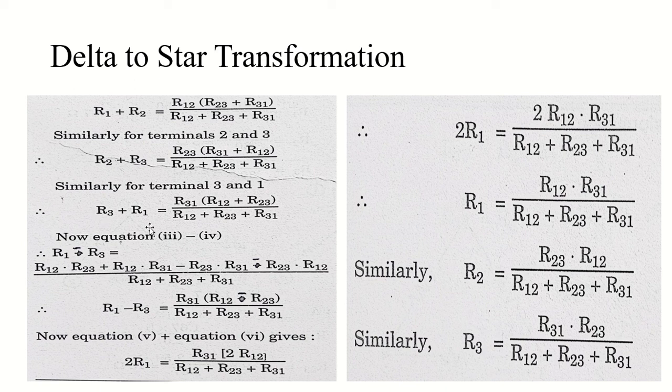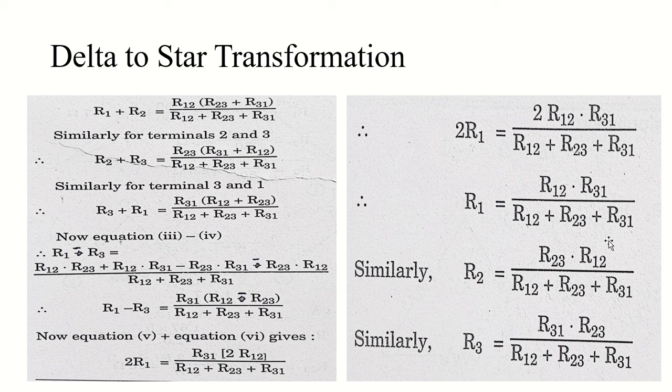Okay, and when you take the multiplication of both of these terms, R31 R12 minus R31 R23 and R31 R12 plus R31 R23, we will be left with R31 into 2R12, divided by the denominator as it was. So this 2 and 2 will get cancelled, and we will be left with R1 equal to R12 into R31 divided by R12 plus R23 plus R31.